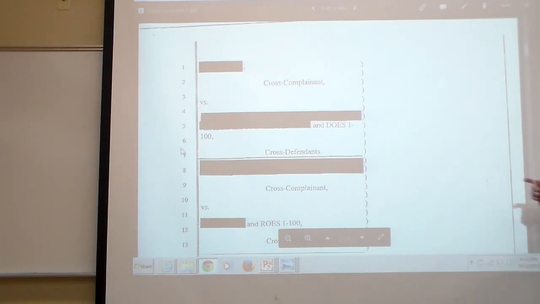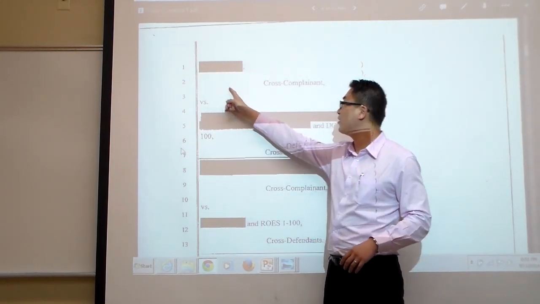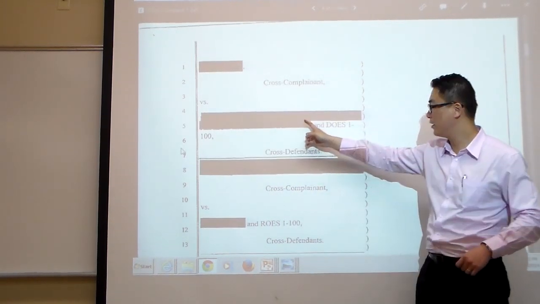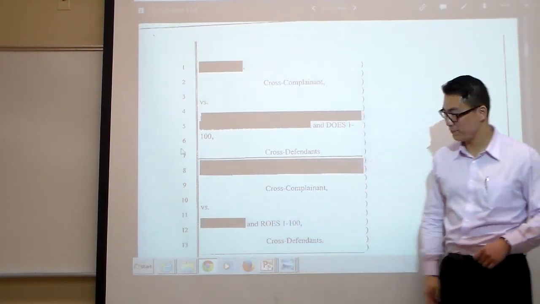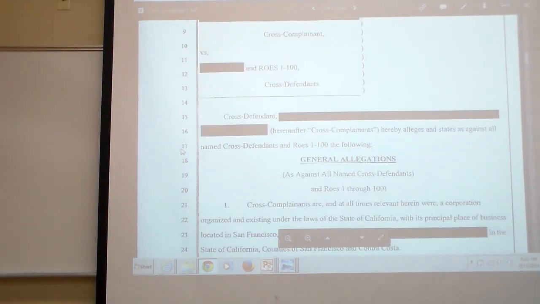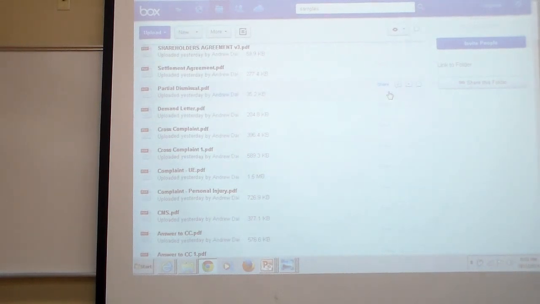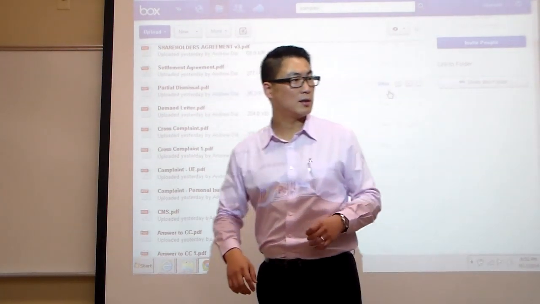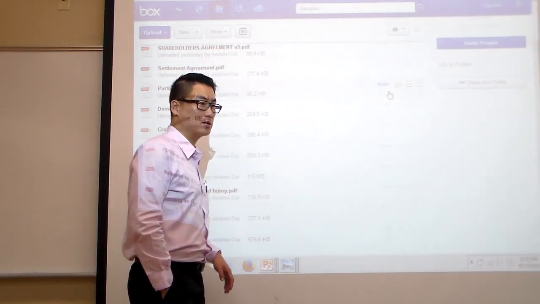Okay. And now this is where Melissa, we are the cross complainant suing Barry, and this is where Barry sues us back, okay? Is that still part of the caption page? Yeah, those are still part of the caption page.